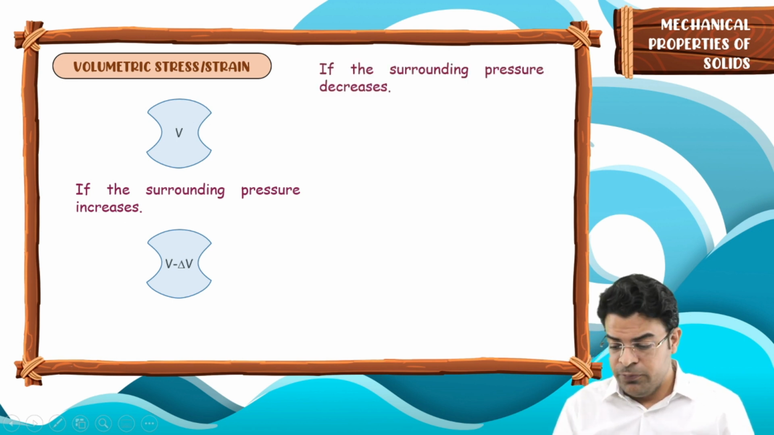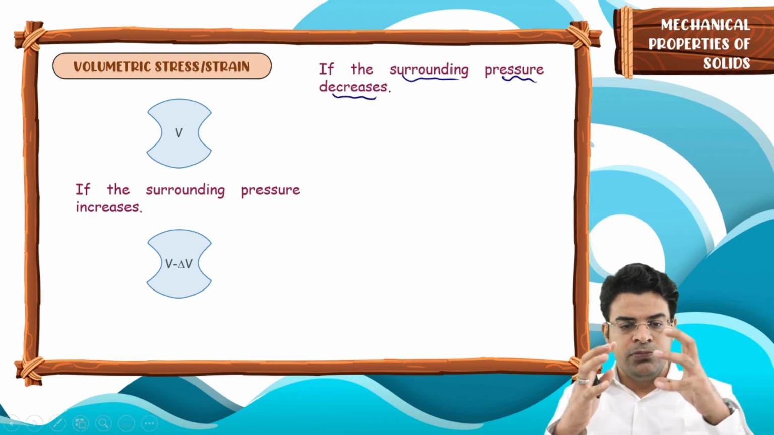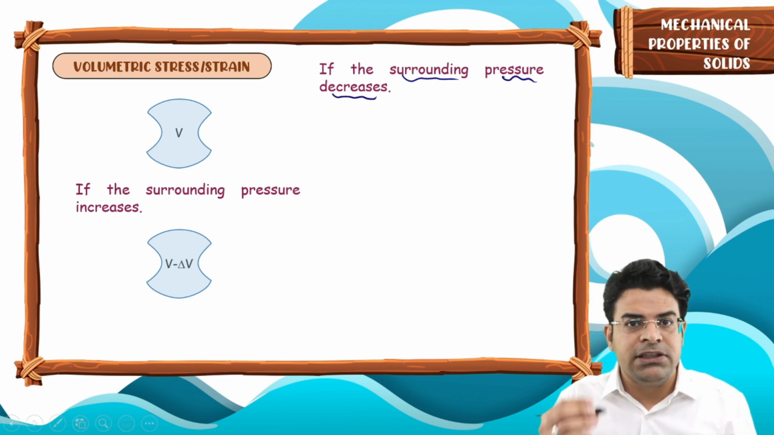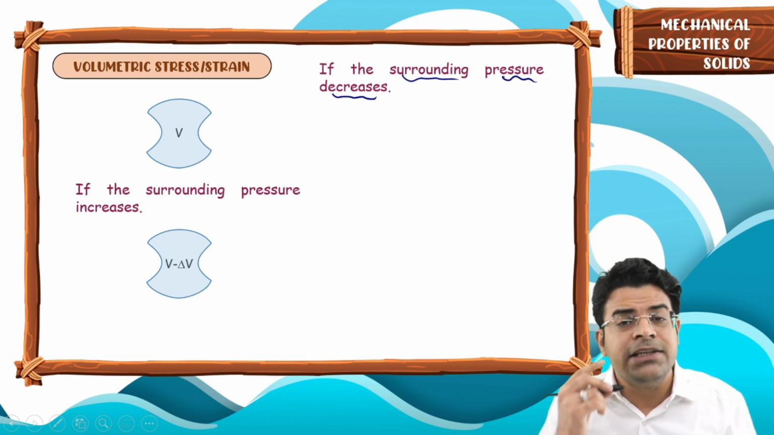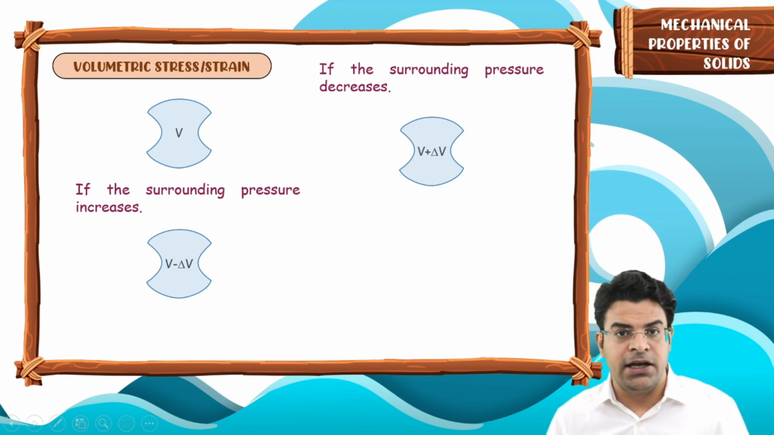To the contrary, if the surrounding pressure decreases, then the body swells up, the volume will increase, and you will say the new volume of the body has to be more than before. So let's say the new volume will be V plus delta V.